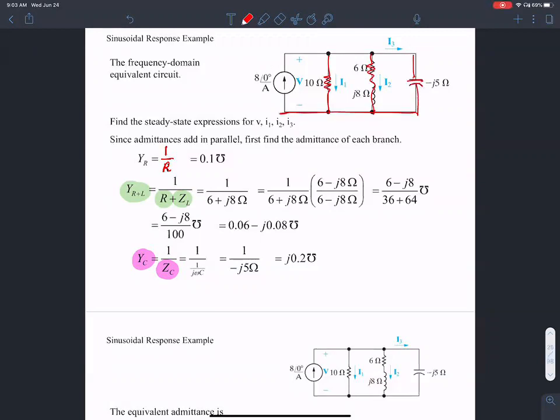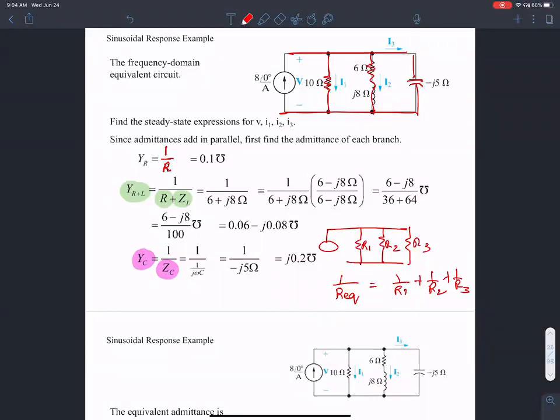There are three parallel branches. Okay, if I had a circuit that looked like this with three parallel resistances, how would I find the equivalent resistance if this is R1, R2, and R3? The equivalent resistance, 1 over R equivalent, is 1 over R1 plus 1 over R2 plus 1 over R3. So the reciprocal of the resistance of each of these branches, I would add and then invert it.